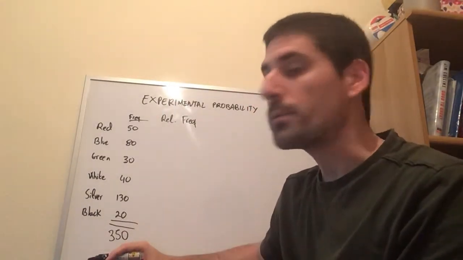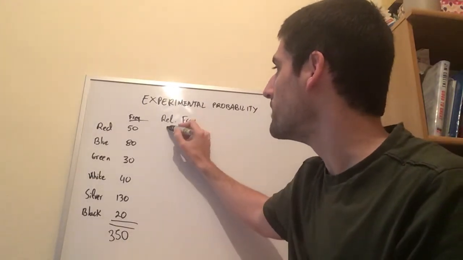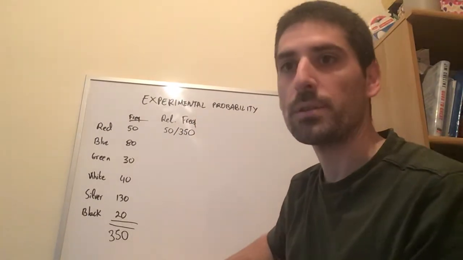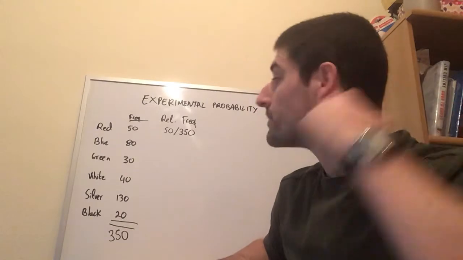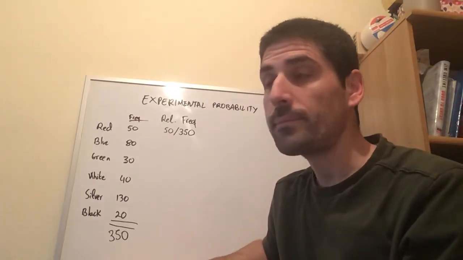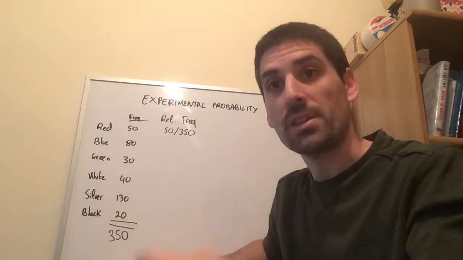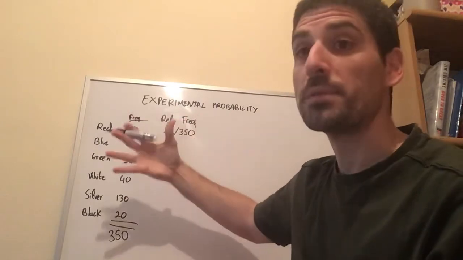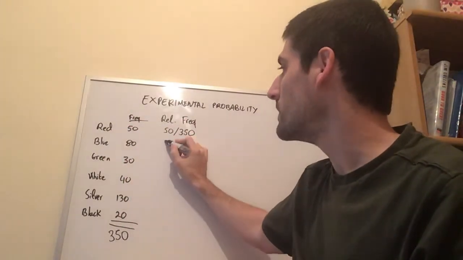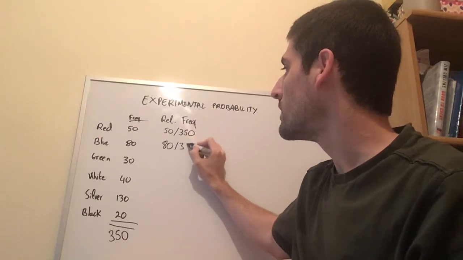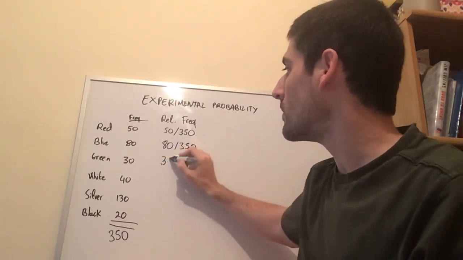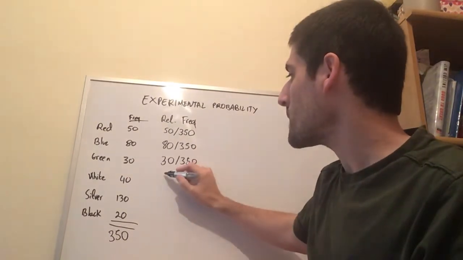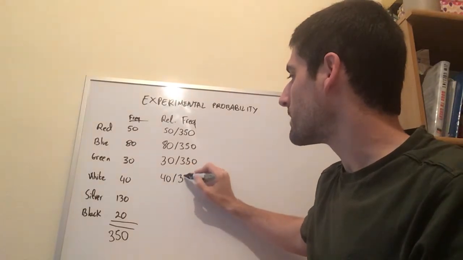Then, with your calculator, you can find what we call the relative frequency. So the relative frequency is how many cars were red, 50, out of the total. So it's 50 out of 350. With your calculator, you can change that into a decimal, and then you should know how to change the decimal into a percentage, but I'll leave that to you. What was the relative frequency of blue? So how many cars were blue? 80 out of 350. And we can do that with every color.